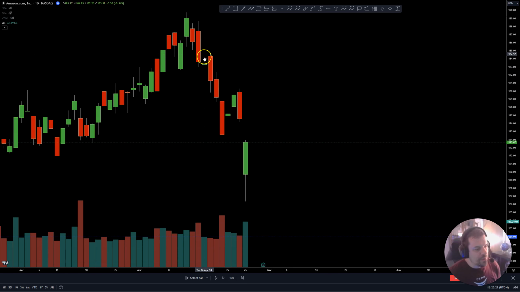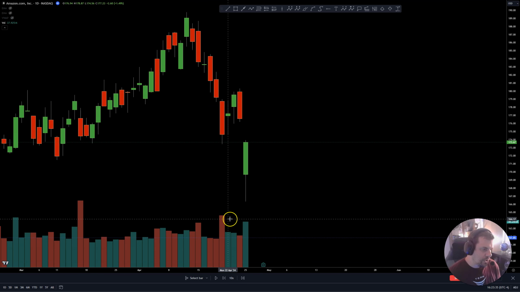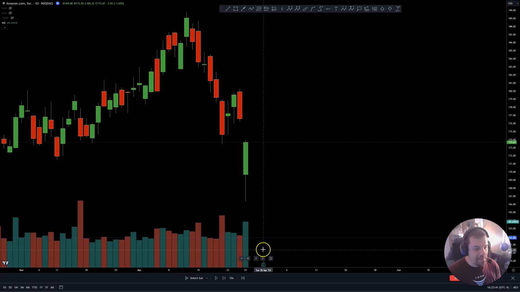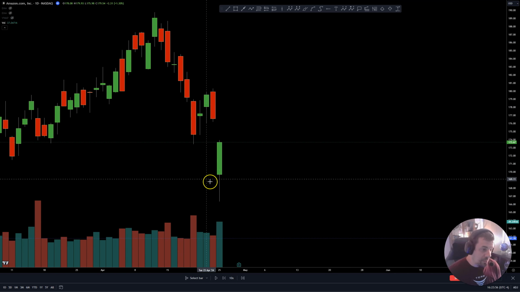I don't know if there was news. The volume wasn't anything insane here, but there was a nice little volume right on this candle. Actually, earnings. So this was before earnings, which makes sense. There was an earnings play right here a couple of days ago, on the 25th. So that was one of those earnings, definitely, and that's where we got this candle.